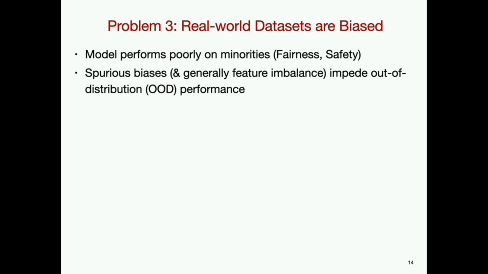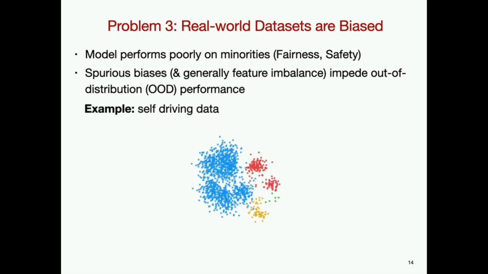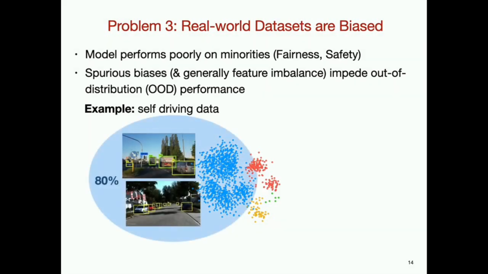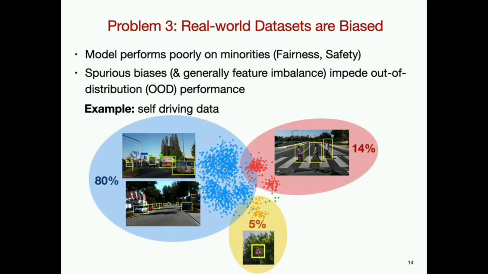Other problems, I go over this very quickly, just so that you know about these problems. A lot of times, these huge datasets that we train on are very imbalanced, not only in terms of class imbalance, but also feature imbalance. And what happens is that, for example, imagine this is an example of self-driving data. The majority of this data belongs to cars and pedestrians and traffic signs.